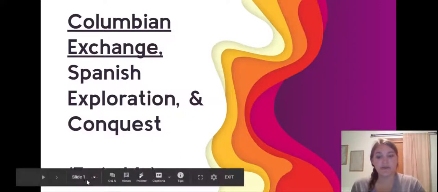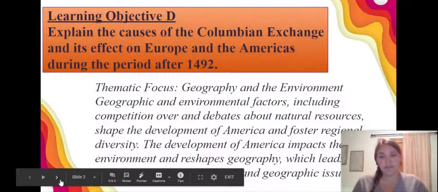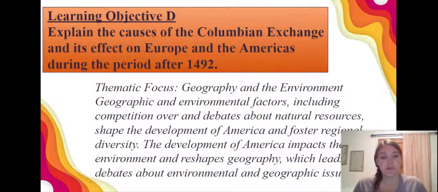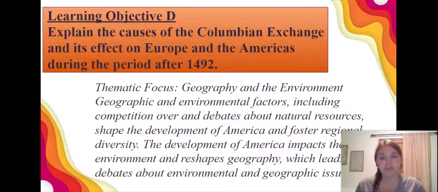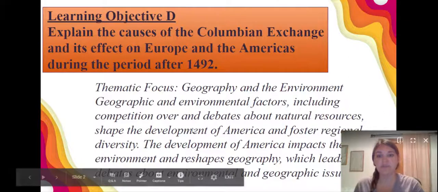If you are following along with the course exam description, the learning objective that you're going to want to pay attention to is that today we want to explain the causes of the Columbian Exchange and its effect on Europe and the Americas during the period of 1492. So here we see a specific term being inserted into the learning objective, so that should really clue you into what you should be paying attention for. So this is a cause and effect objective.